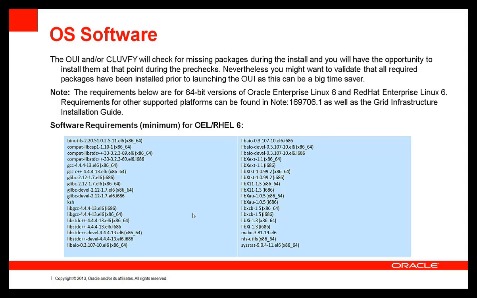The requirements below are for 64-bit versions of Oracle Enterprise Linux 6 and Red Hat Enterprise Linux 6. The requirements for other supported platforms can be found in Note 169706.1, as well as in the Grid Infrastructure Installation Guide. The software requirements listed here are those that we are going to install.